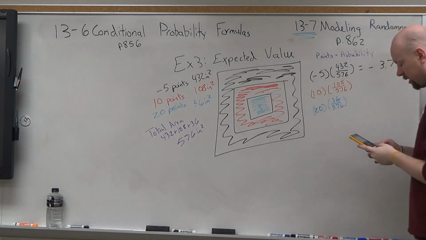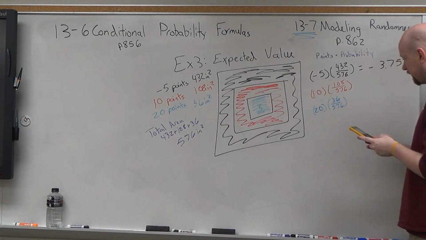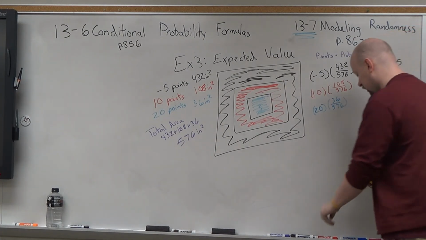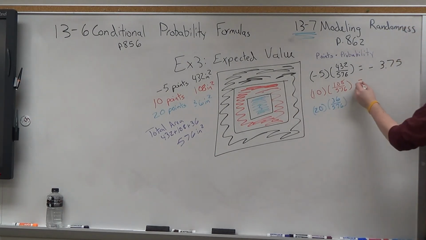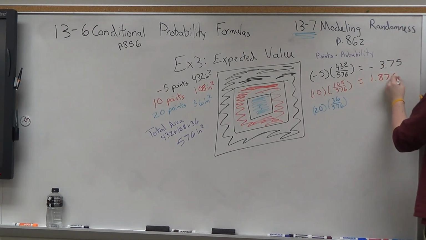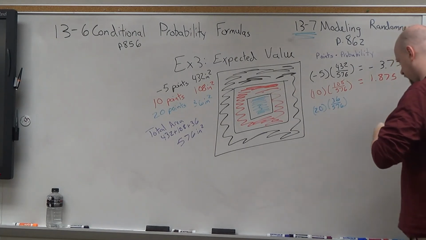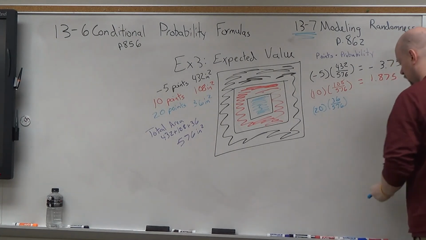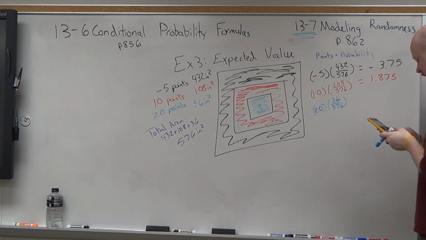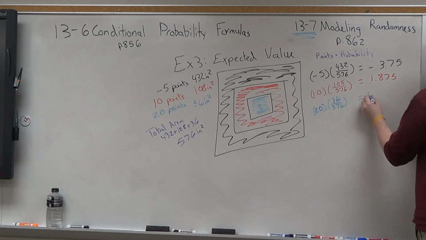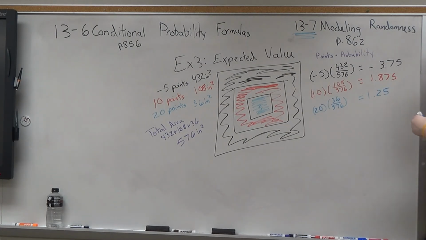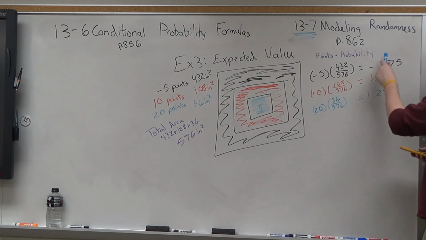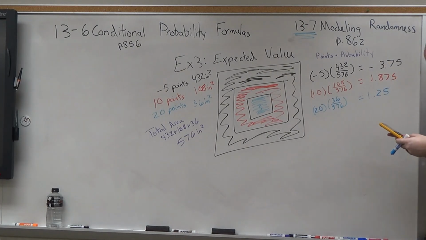Alright, now I can do my red one. 10 times 108 divided by 576 gives me 1.875. Then of course I could do my blue, which is 20 times 36 divided by 576, which is going to give me 1.25. Now, to find my expected value, all I have to do is add those together. So, -3.75 plus 1.875 plus 1.25.